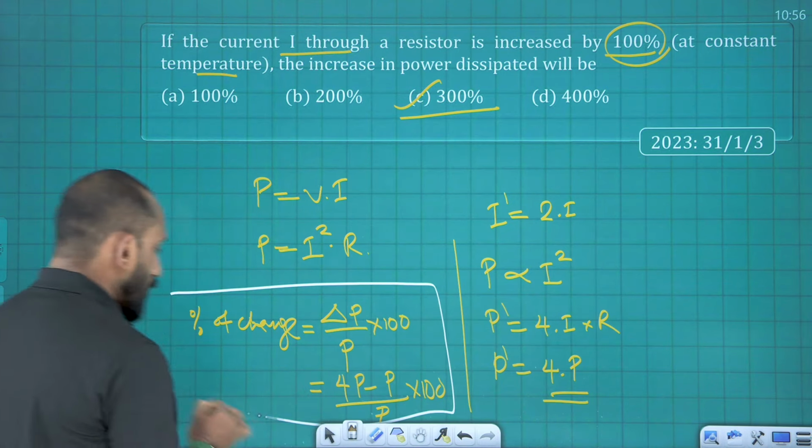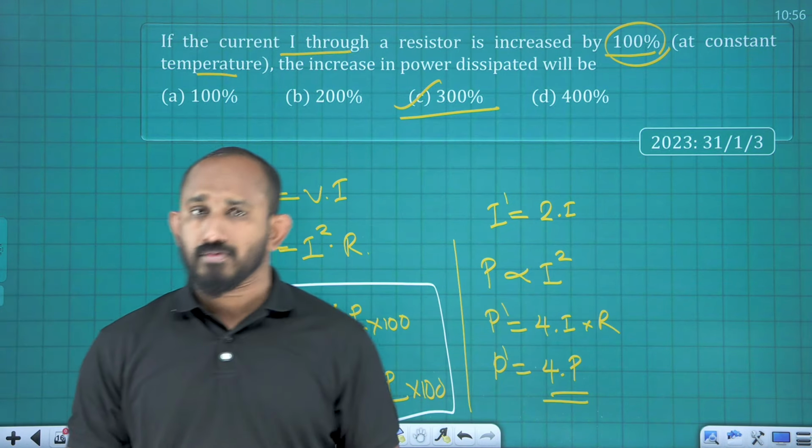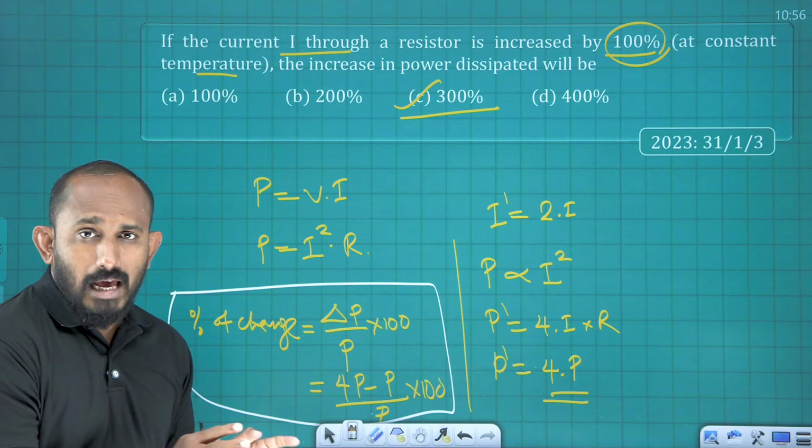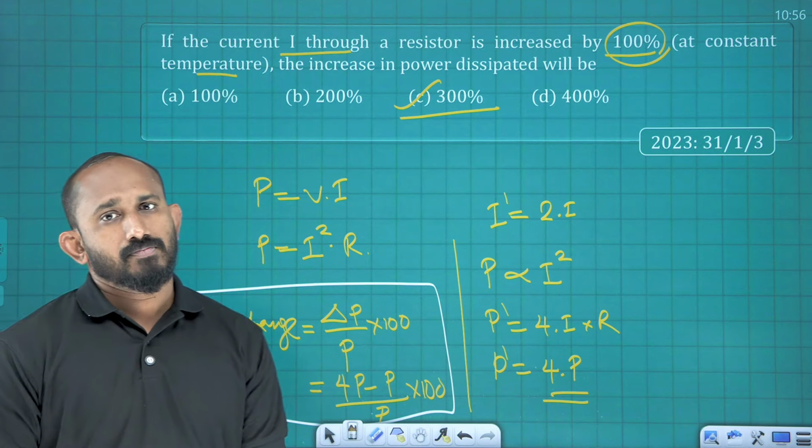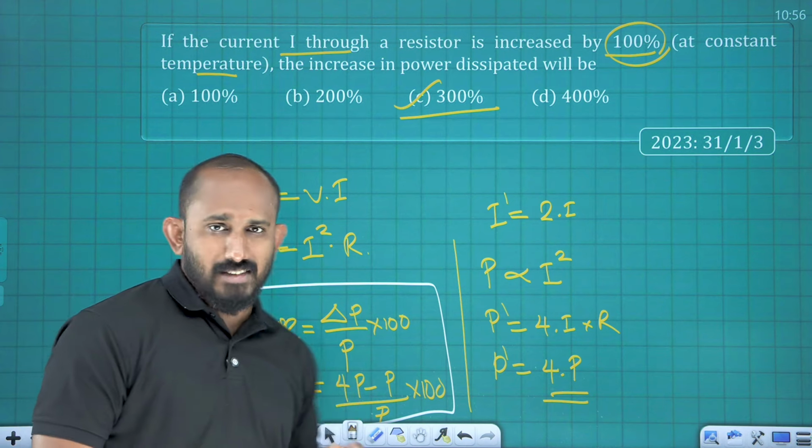So anywhere a percentage change question comes, you can use the actual change divided by the original, into 100, as the answer. Hope you got it. Let's see the next question.